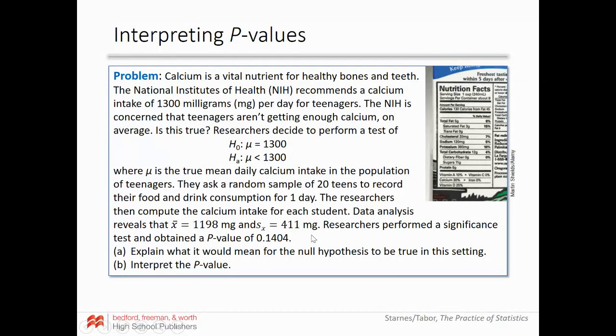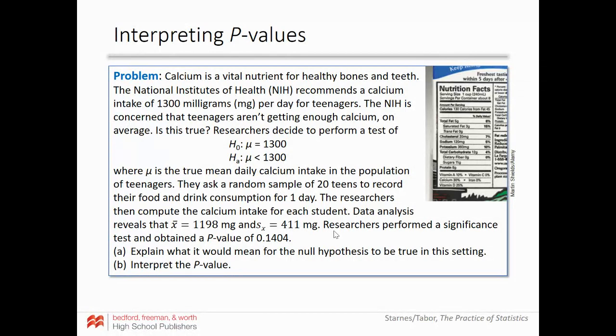Researchers perform a significance test. So right off the bat, taking this one sample, we have a little bit of evidence that, hey, maybe the mean is less than 1,300, because 1,198 is certainly less than 1,300. But the question is, how significant is it? If we continue reading, researchers perform a significance test and obtain a p-value of 0.1404.